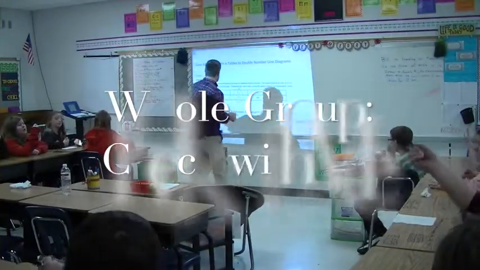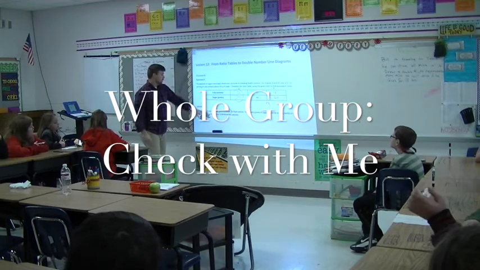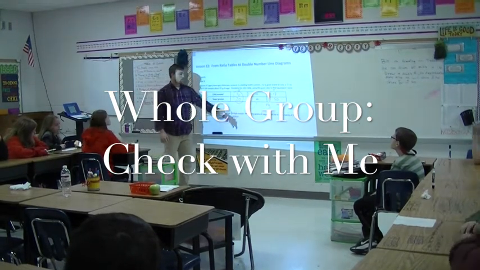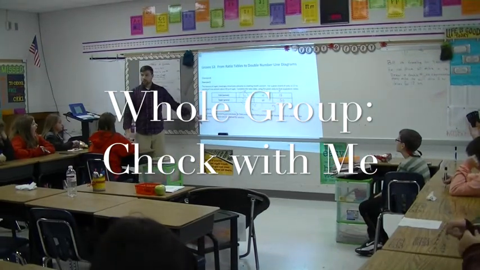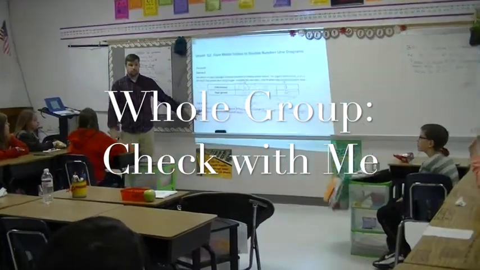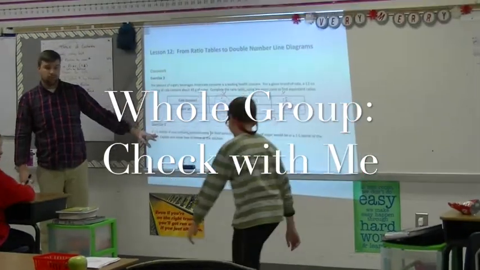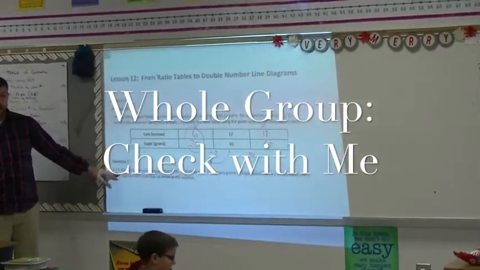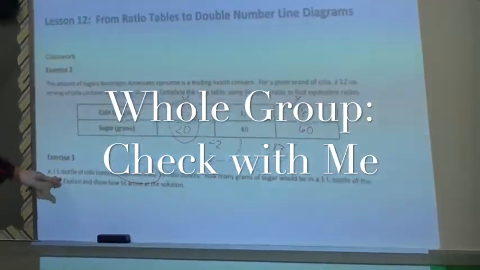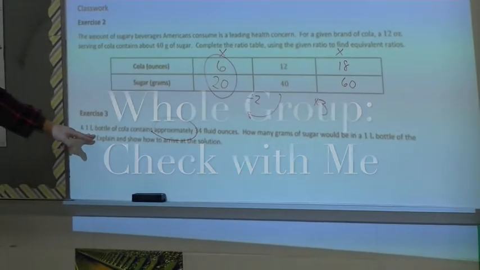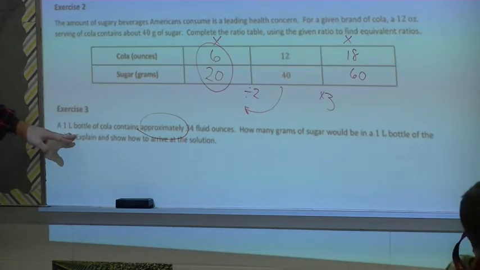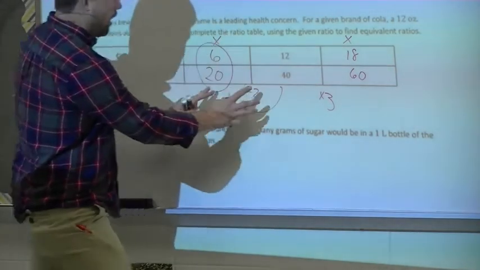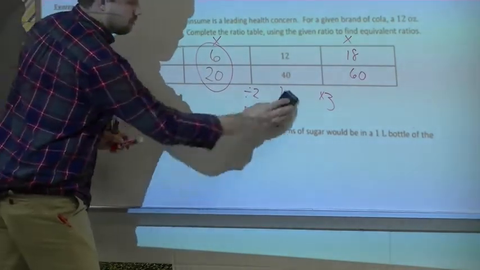So let's look at this. It says a 1 liter bottle of cola contains approximately 34 ounces. How many of you are thrown off by it saying a 1 liter bottle? Piper says I was. Chloe and Piper said this threw me off because I don't have anything to compare this to. So what we do have is our ratio table here.